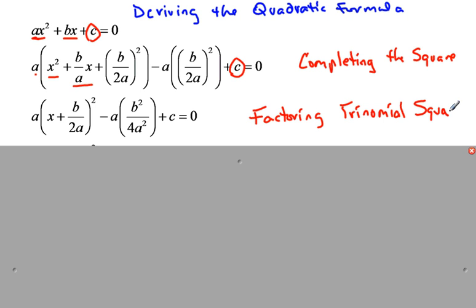What is our trinomial square? It's this right here. So this is the thing that we set up so that we could factor it easily. And that becomes this part right here. So our a right here is as it was. This factors into x plus b over 2a squared. And then this right here, the only thing that changed was the top. I squared b, giving b squared. I also squared 2a, giving 4a squared, because it's going to come in handy later.